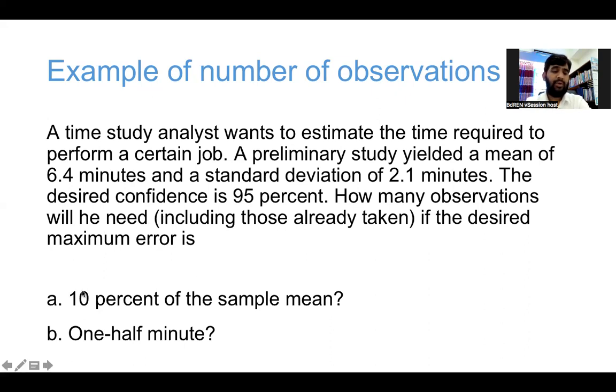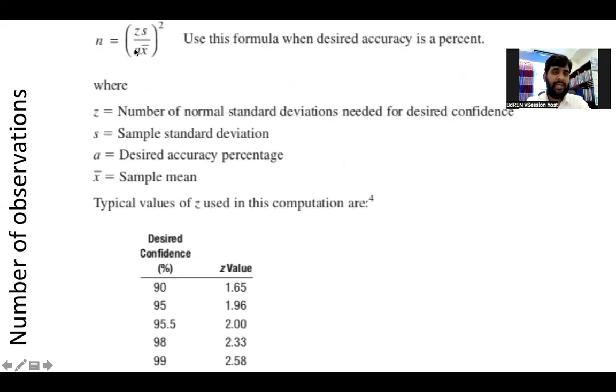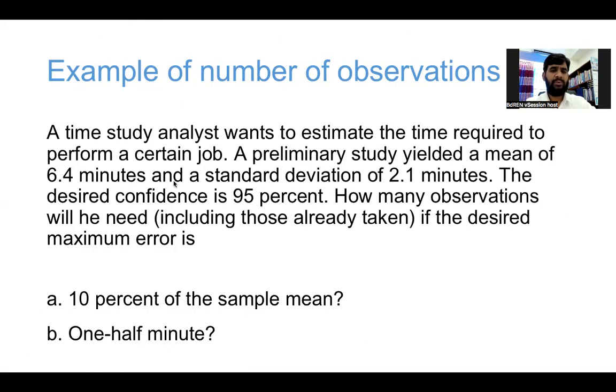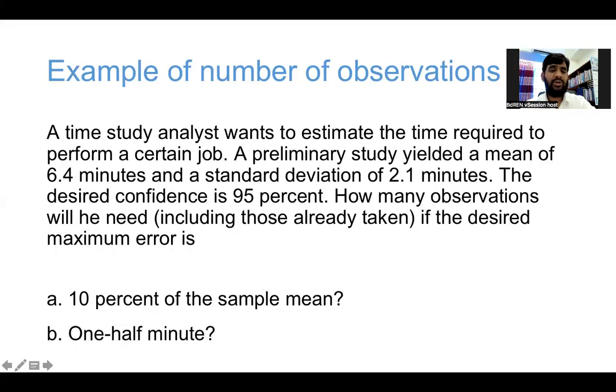Here, when there is a percentage, you will use this formula: Z multiplied by S, divided by A X bar, whole square. Z means your confidence level is 95%. At 95% confidence level, the Z value is 1.96. 95% is equivalent to 1.96. So Z, then S is the standard deviation.